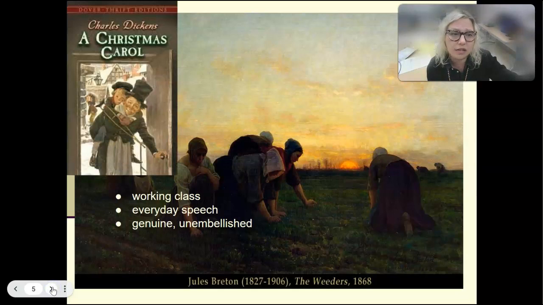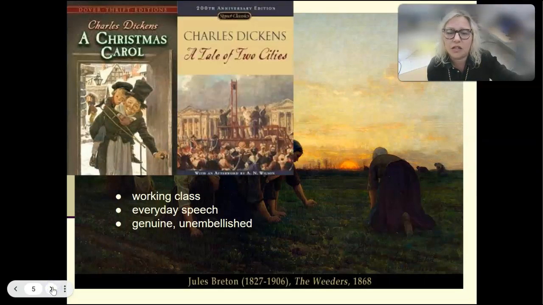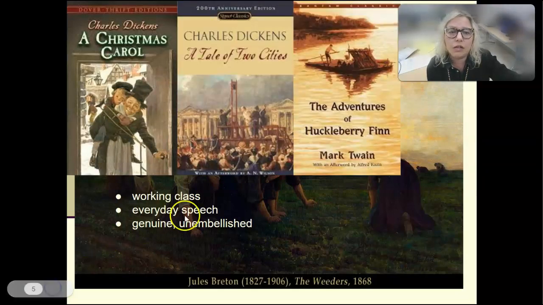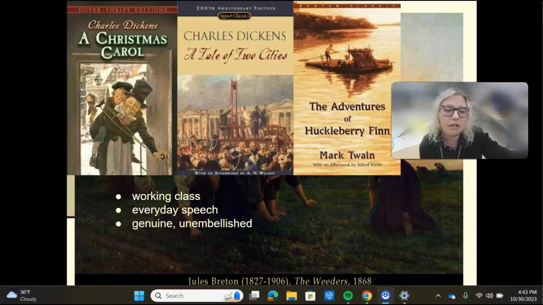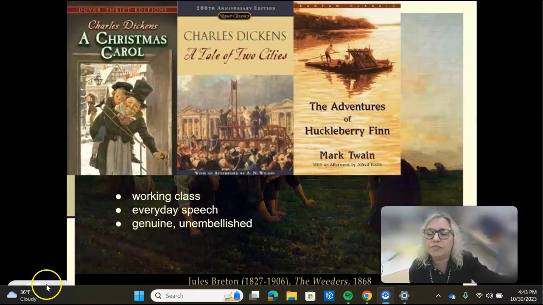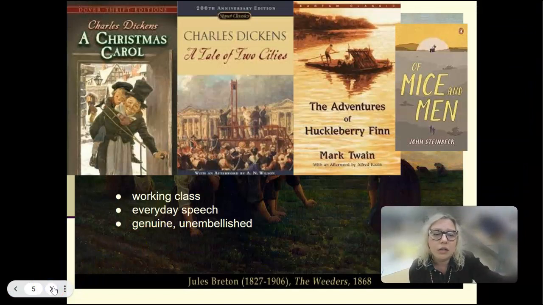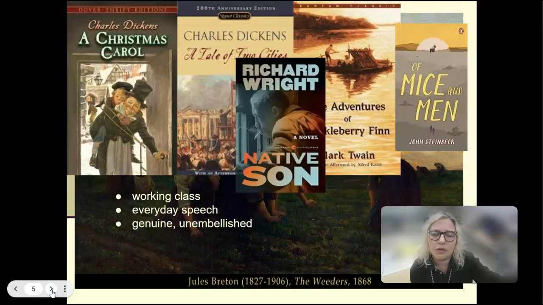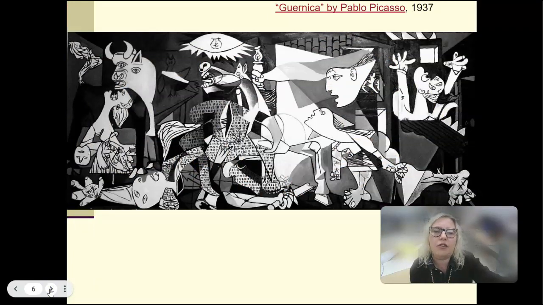Like in Charles Dickens, he wrote A Christmas Carol, A Tale of Two Cities, or in Mark Twain, Adventures of Huckleberry Finn, or in the 20th century, we call it naturalism. Steinbeck was a naturalist and wrote Of Mice and Men in this style, very similar to realism, or a type of realism, along with Richard Wright's Native Son. Let's move on to modernism.